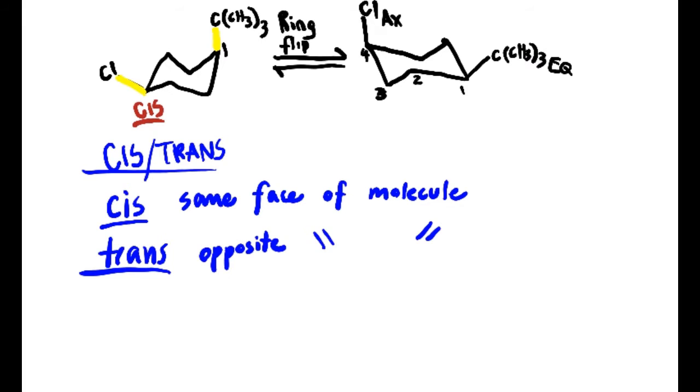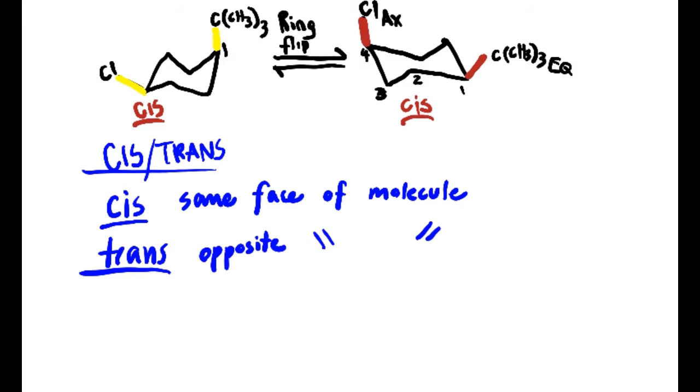If we come over to the ring-flipped version, where we've rotated around carbon-carbon bonds to create this second conformation, we can look at the chlorine atom, and what we see is that it is oriented upward relative to the carbon that it's bonded to. I'm showing that bond in red. Likewise, we come over here to our carbon atom, and we see that that bond is oriented upward as well. So since both of those are oriented upward relative to the carbon they're bonded to, it's still cis.